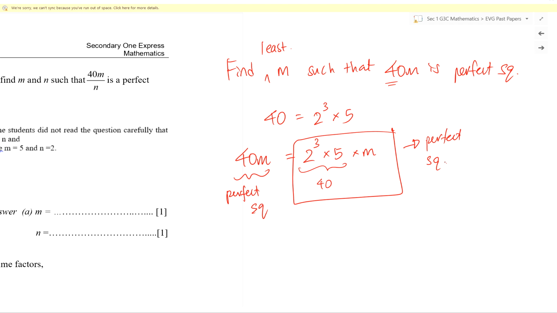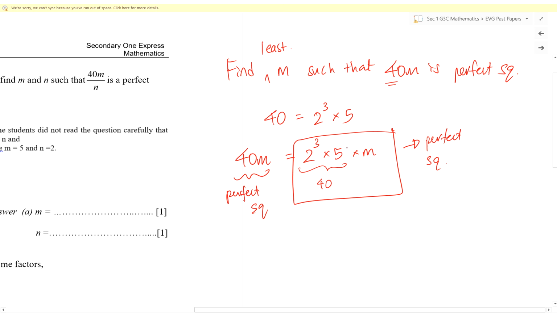So this 2 power 3. Is 3 a multiple of 2? No, it's not. What do you need it to become? Yeah, you need it to become 4 in order to be a multiple of 2, so that it will be a perfect square. What about this 5 over here?